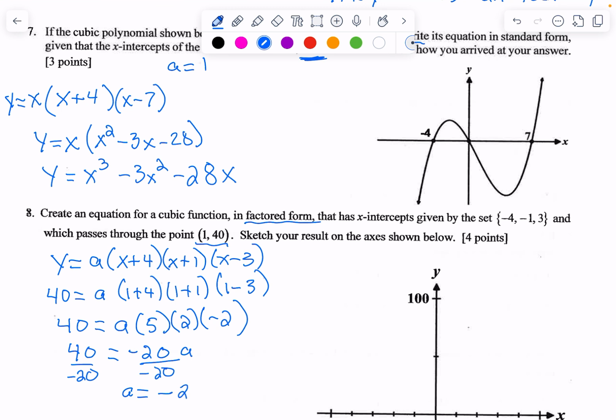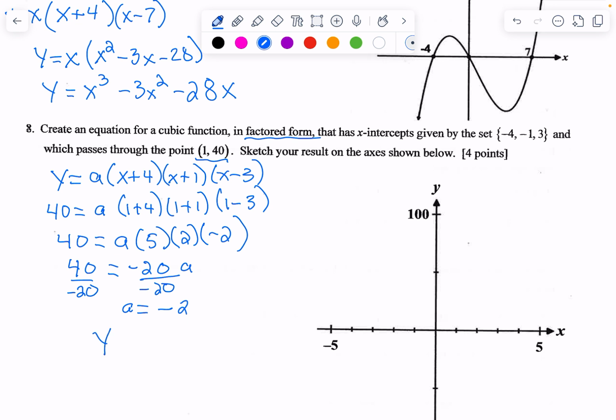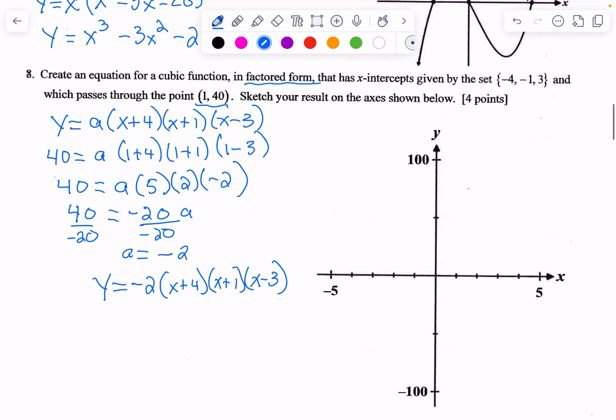So let's write the equation, right? Y is equal to, in factored form, remember, they say in factored form, negative 2, x plus 4, x plus 1, and x minus 3. All right, so if we put these zeros here, we have the zeros at negative 4, which is 1 here, at negative 1, and at 3.